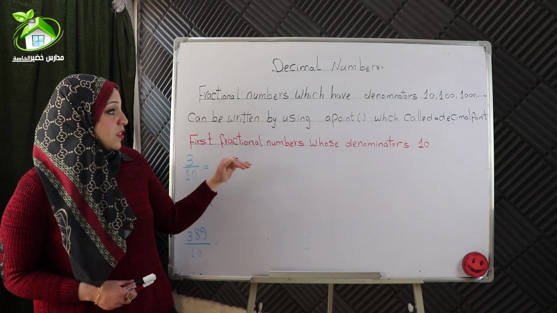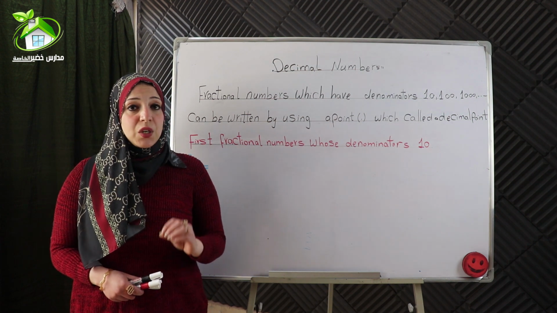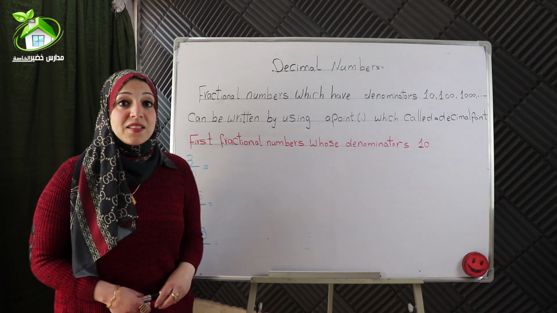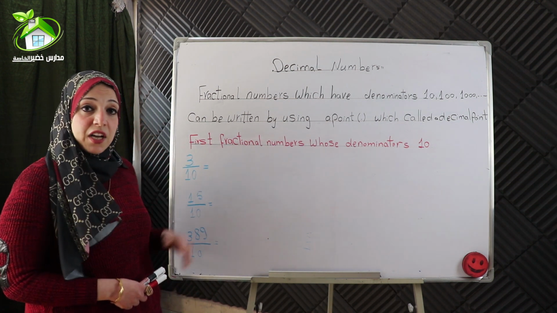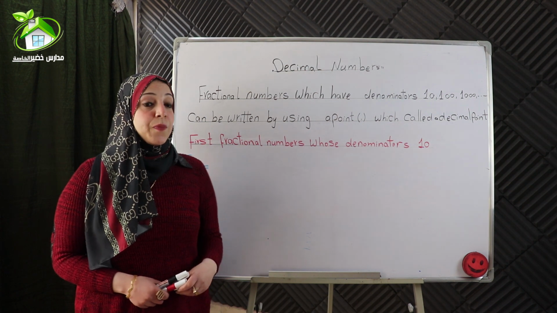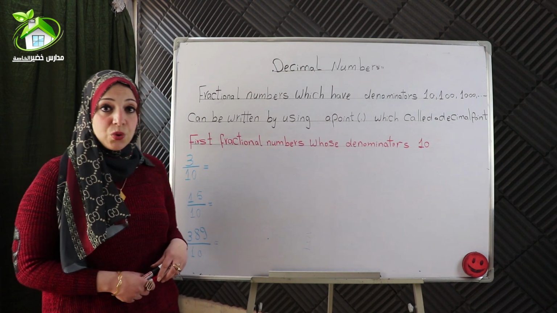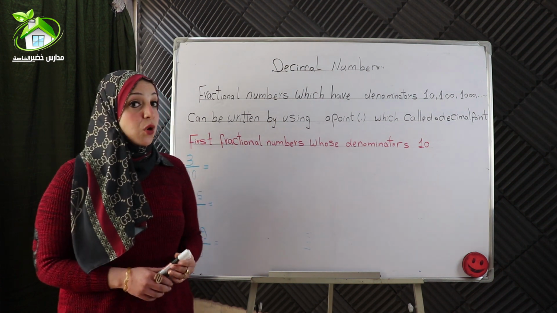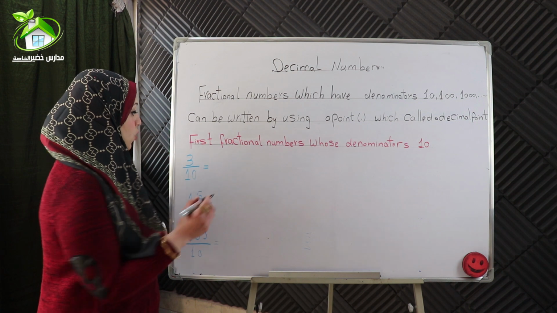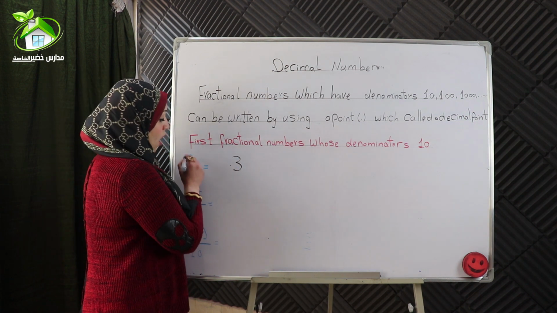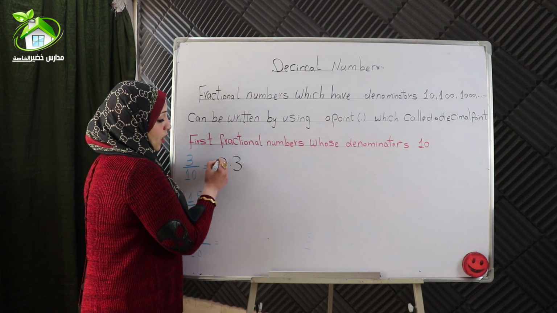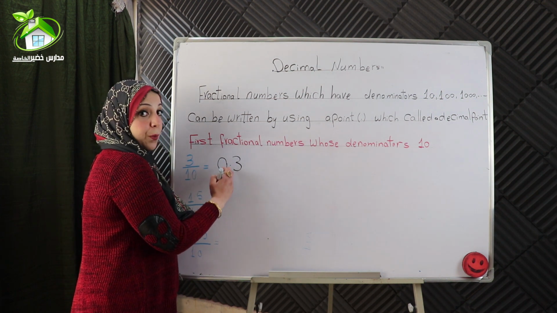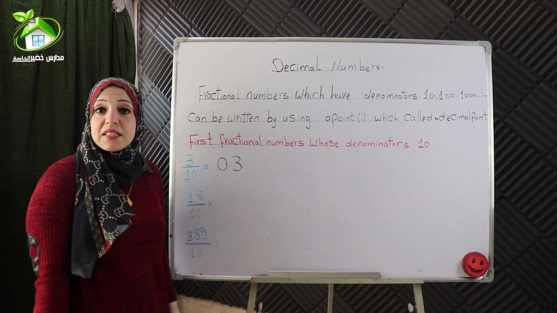First, fractional numbers whose denominator equals 10. For example, 3 over 10 or 3 tenths. How can I convert this fraction into a decimal number? The denominator here is 10, so I write a point after only one digit from the right. So 3 point. I haven't another number, so I write 0. 3 over 10 equals 0.3.